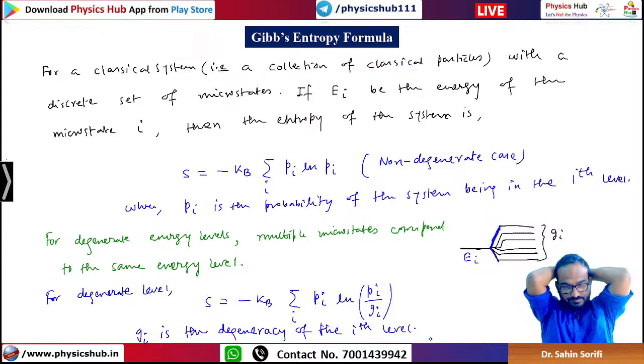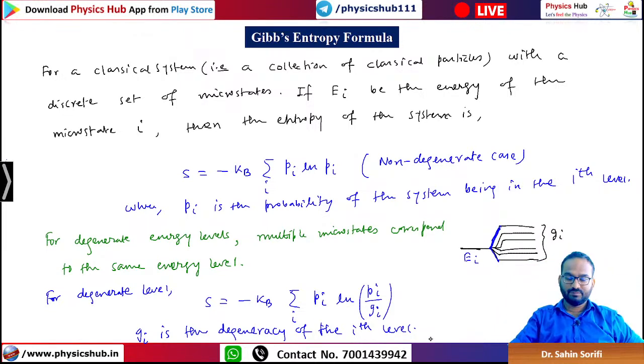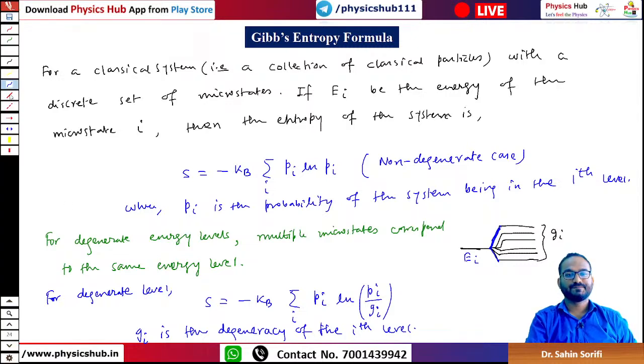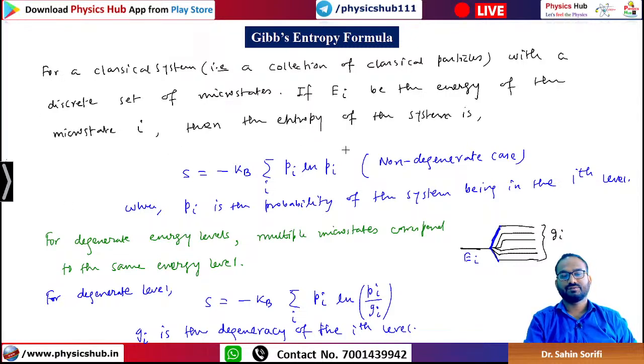Clear? So, with this formula, you may be asked to solve problems. Mostly the first formula is asked in your examination. Let me give you some problems based on this formula.